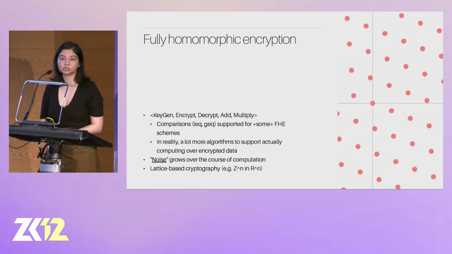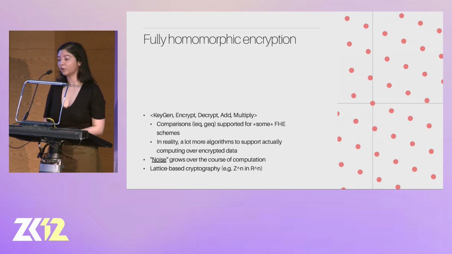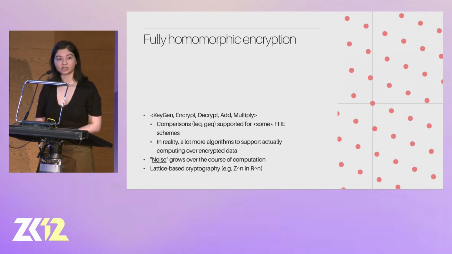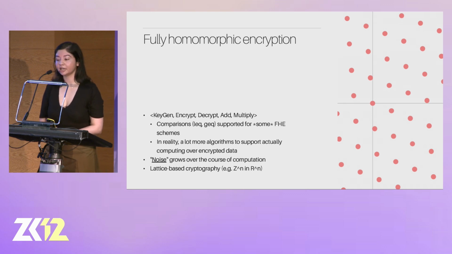When most people introduce fully homomorphic encryption, they talk about it as an extension of public key cryptography, where in addition to being able to generate keys, encrypt, and decrypt data, you can now perform computation over the encrypted data itself. So specifically, we talk about adding and multiplying ciphertext together. But the reality is a little bit more complicated than that.